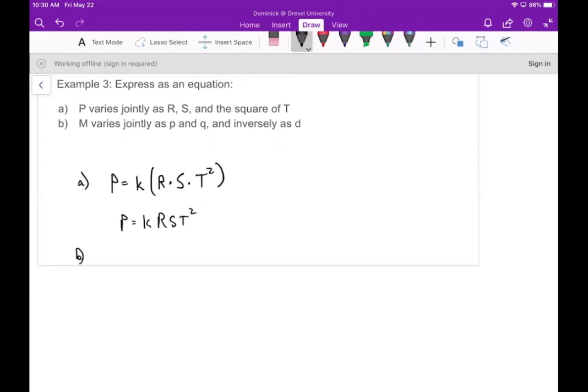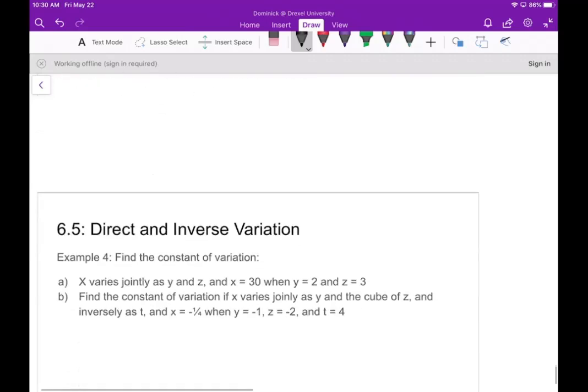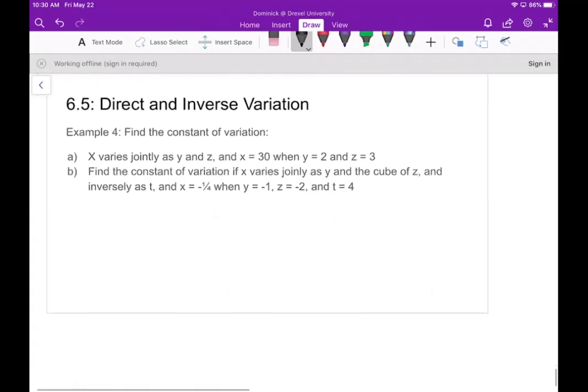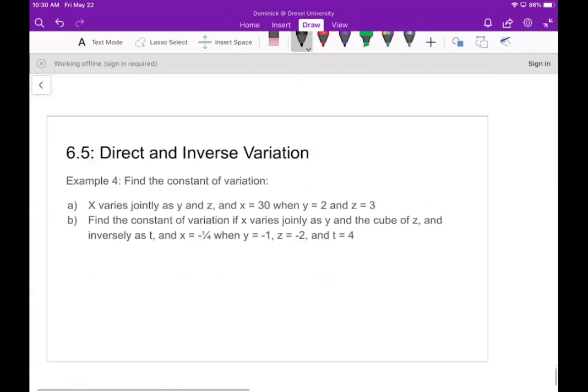Now, if we have that M varies jointly as P and Q, then we get M equals K times P and Q, but also inversely as D. So as soon as we see inversely, we need to send D to the bottom. So we get M equals K times PQ, all divided by D. Okay, so I believe this is the last slide.